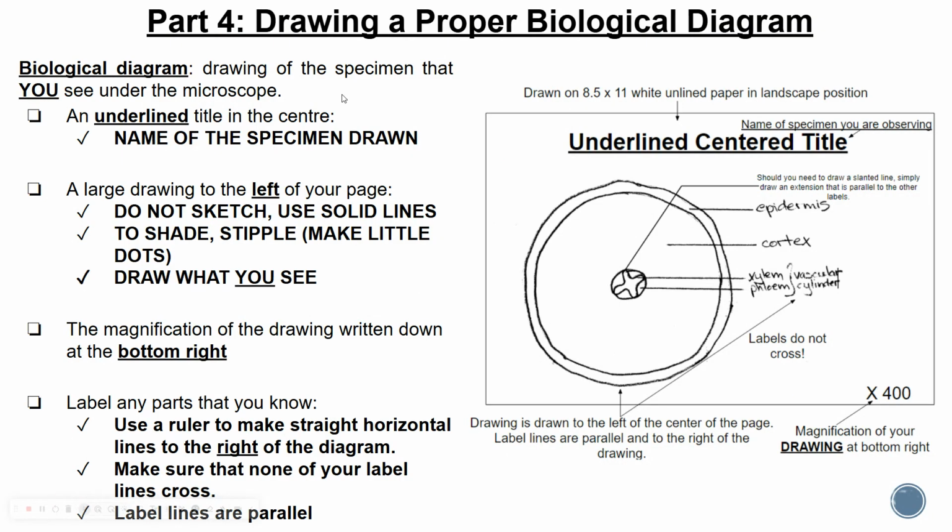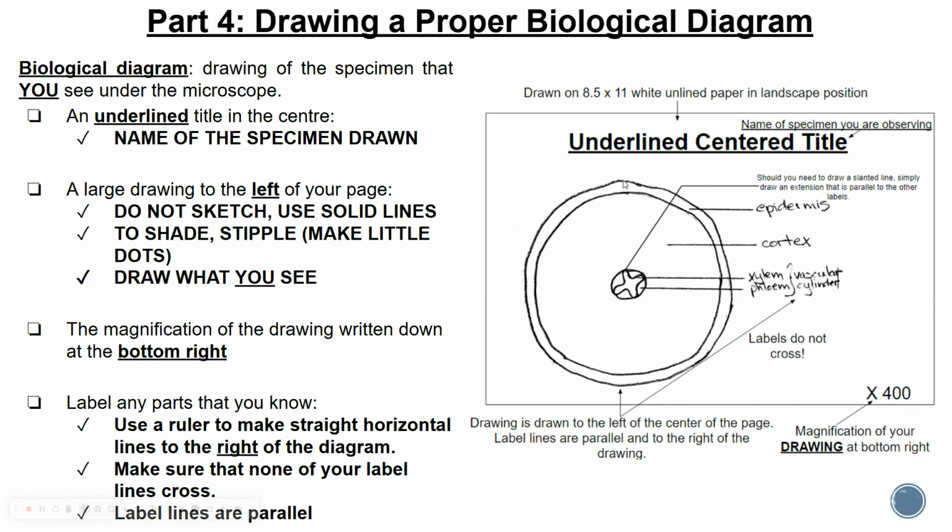So, remember, as I just mentioned, your drawing has to be on paper that's 8.5 by 11, white paper. It has to be in landscape form, not portrait. You have to have a title that's in the center and underlined. You should underline it with a ruler. Your drawing should be large and to the left. It should take up a big chunk of your page. It shouldn't be a small segment here. It should be a large part of your page taken up by the drawing. To the left side, not in the middle, not to the right, but on the left.